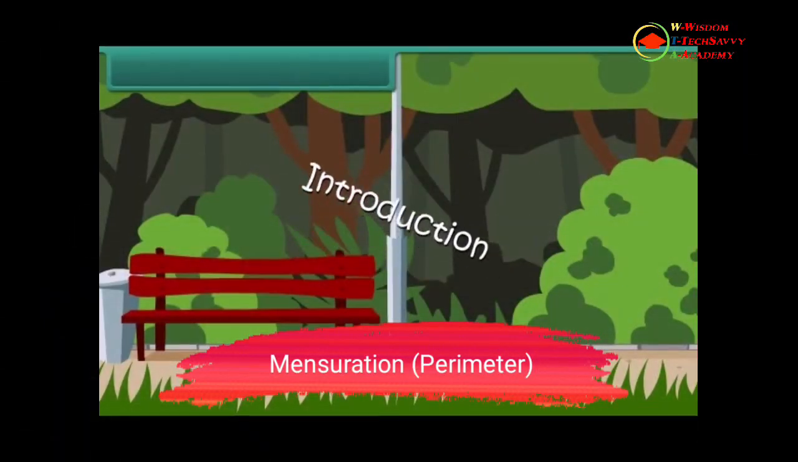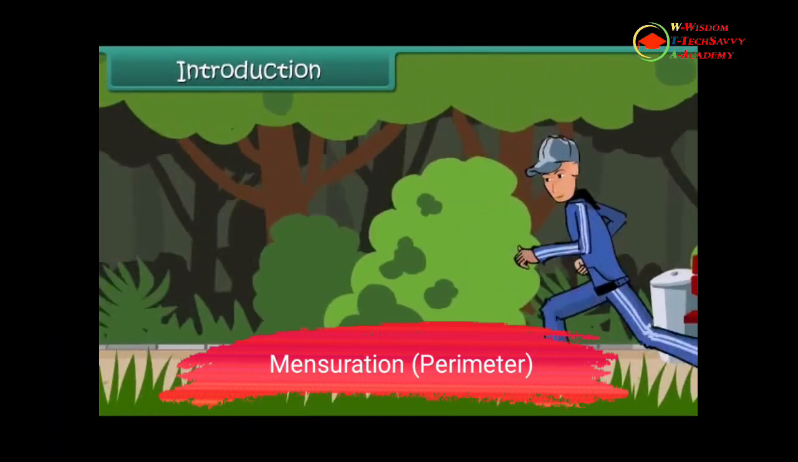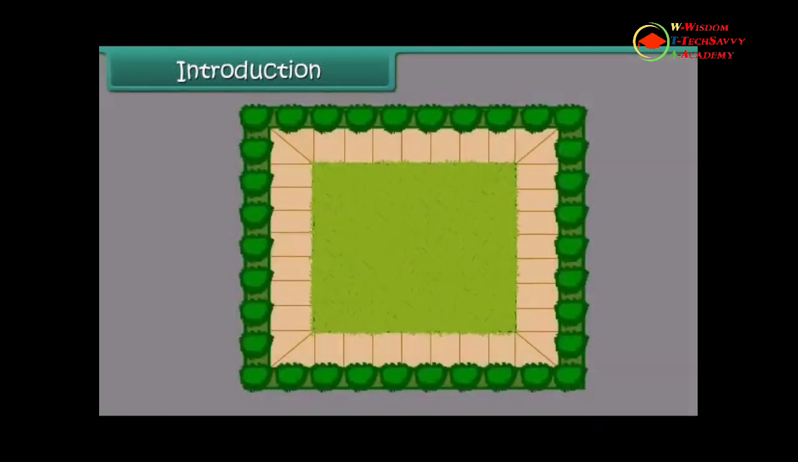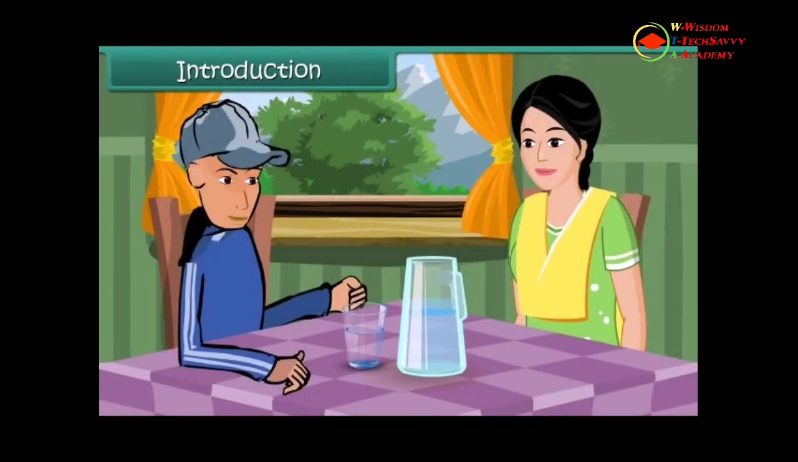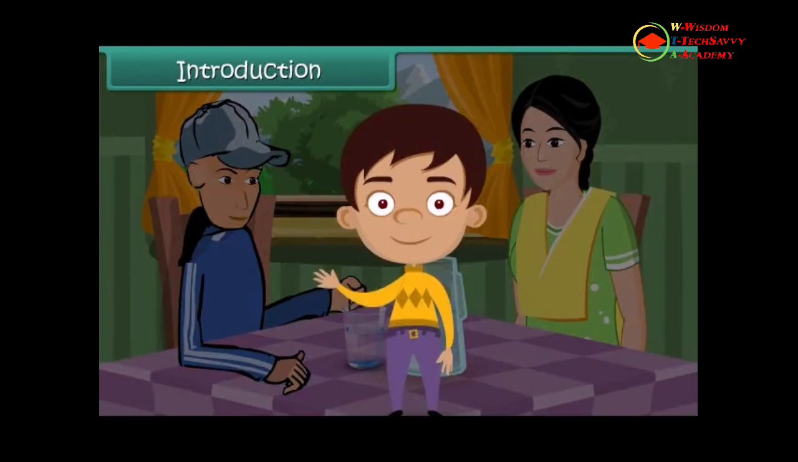Introduction. You go jogging in a park. The park is a square. Each side of the park is 250 meters long. You take 5 rounds of the park and return home. Your mother wants to know how many meters you jogged. Can you calculate? The concept that you need to use is perimeter.